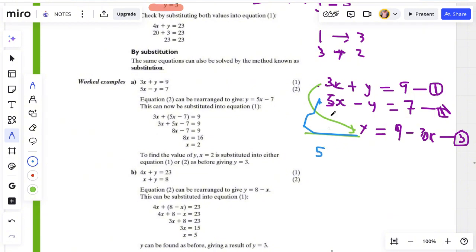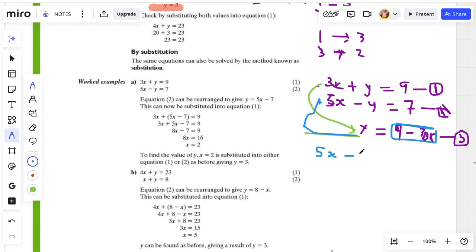I'll write 5x because I want to substitute now. I'll write 5x. That's why they call it the substitution method. I'll write 5x minus. Instead of writing minus y, I'll replace y. You already said y is equal to 9 minus 3x. So instead of writing minus y, I'll replace y with 9 minus 3x.